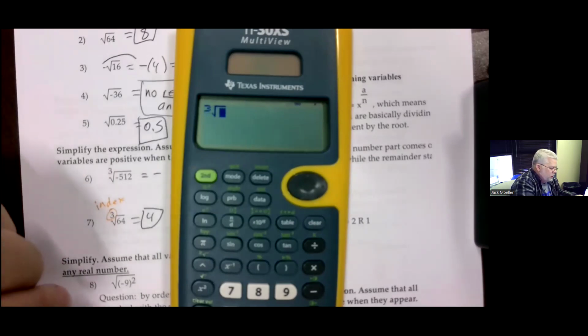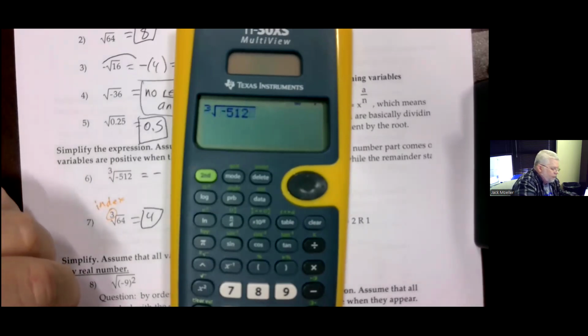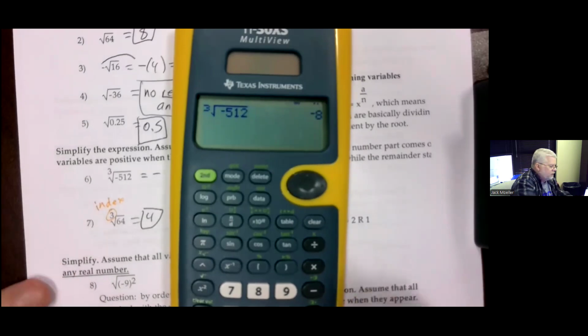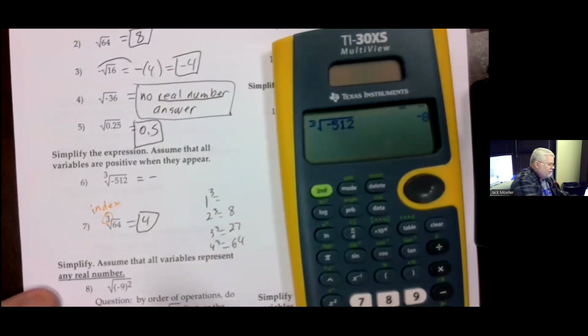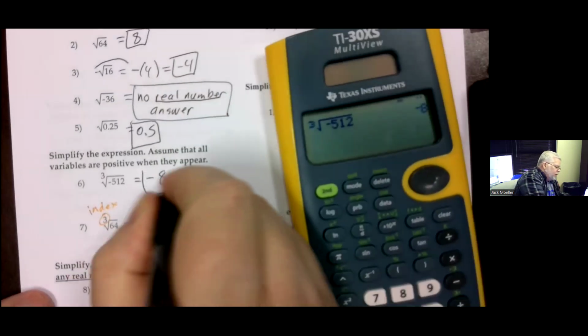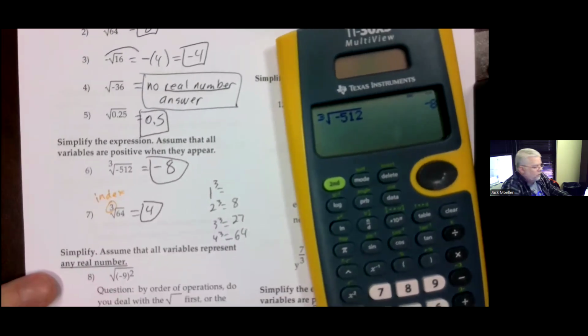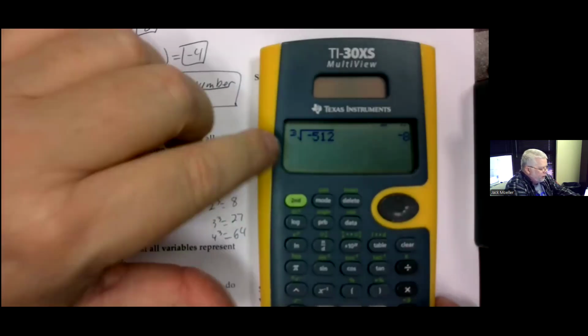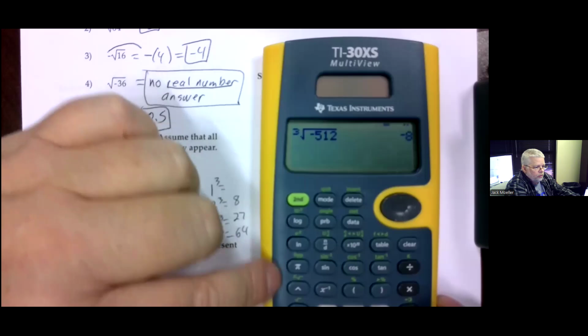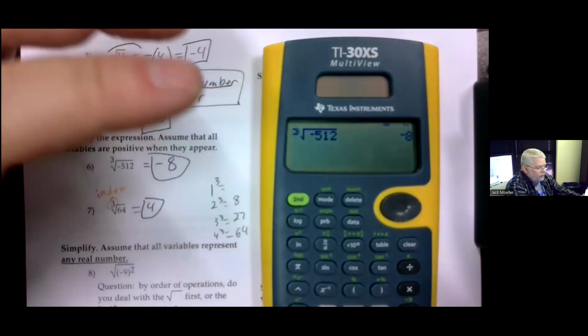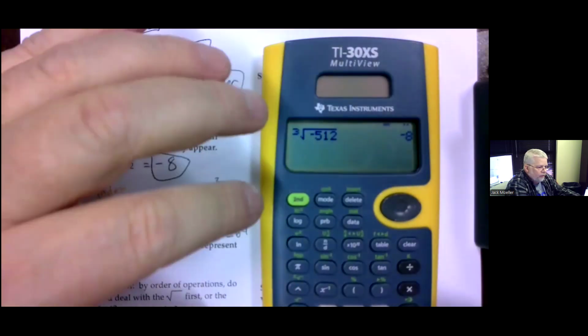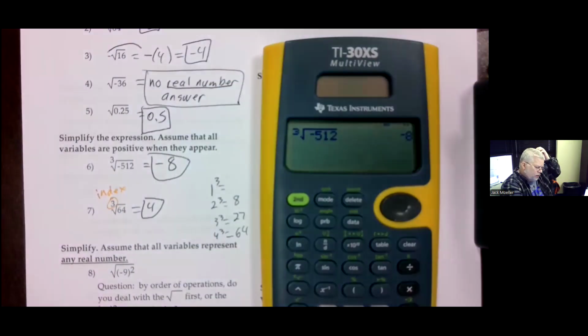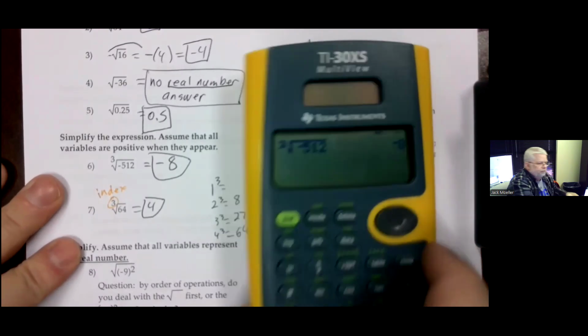So I put in negative 512. The answer is negative 8. Because 8 times 8 times 8 is 512, and then we need the negative to get the negative answer. So as you're going through the homework, play around with the calculator, make sure you can do square roots, cube roots. 4th root, 5th root would be the same way. You just do the 4 or the 5 first. Some calculators are a little bit different. So whatever your calculator is, make sure you can operate it.